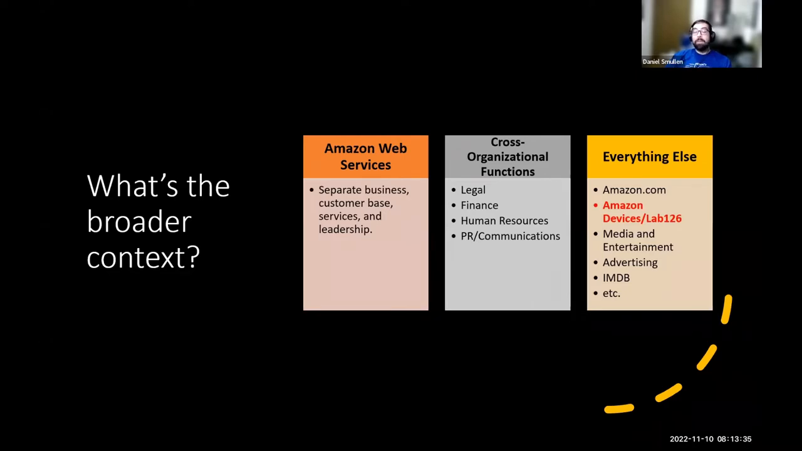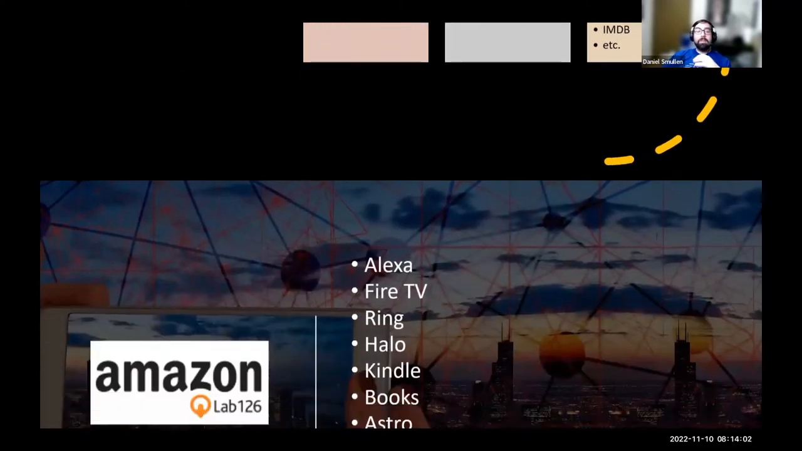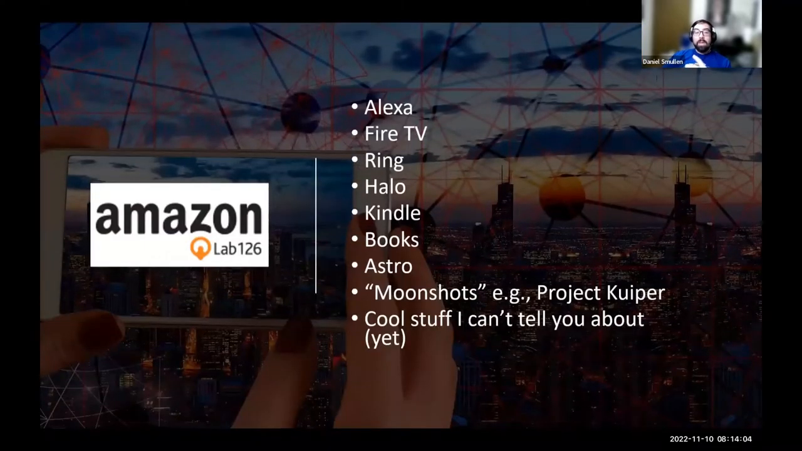Now, the third chunk is the everything else. It might seem funny to have such a massive bucket because this includes everything from Amazon.com, the website and the e-commerce platform, to Amazon devices / Lab 126, which is highlighted in red because that's where I sit. But there's also media and advertising. IMDb is an Amazon product. There's a ton of stuff in this everything else bucket. But in terms of Lab 126, we deal with devices.